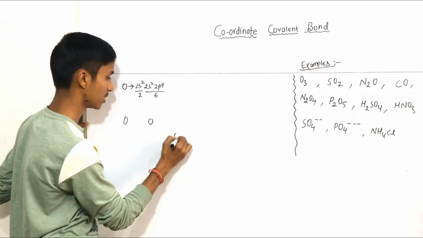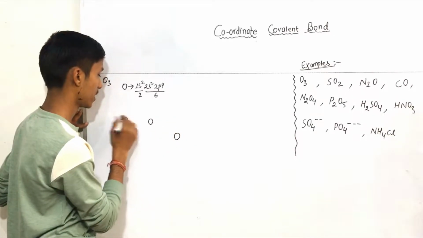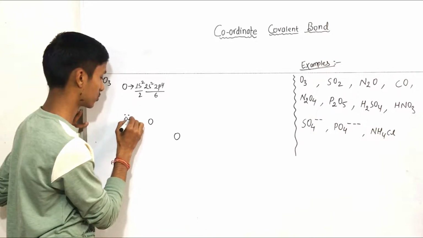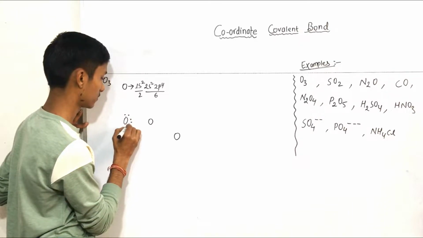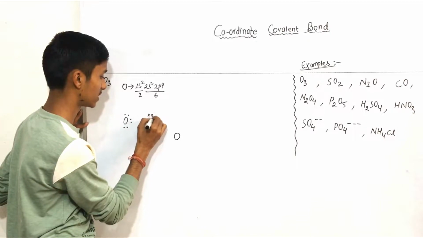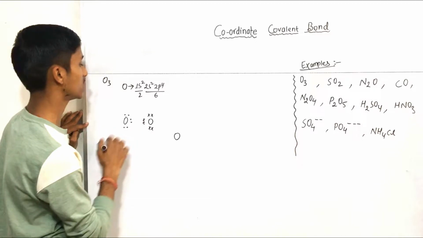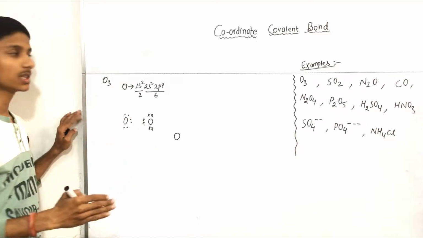Now just write their valence electrons. These are all valence electrons. If you feel any difficulty understanding these, you can watch the previous lecture.